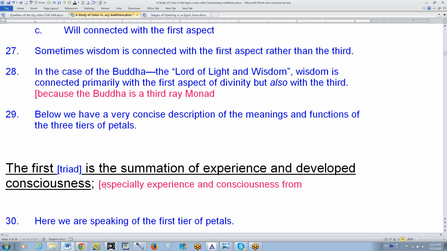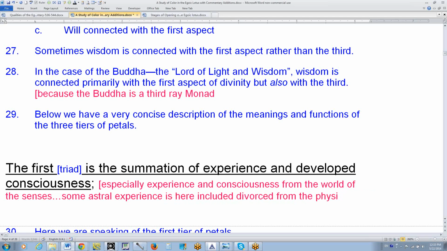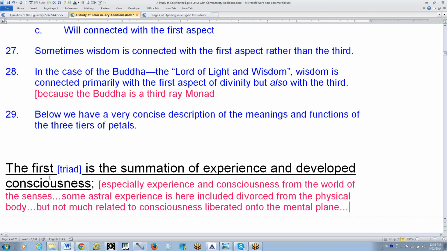Experience and consciousness from the world of the senses. There probably is included some astral experience here, divorced from the physical body, but not much related to consciousness liberated onto the mental plane.